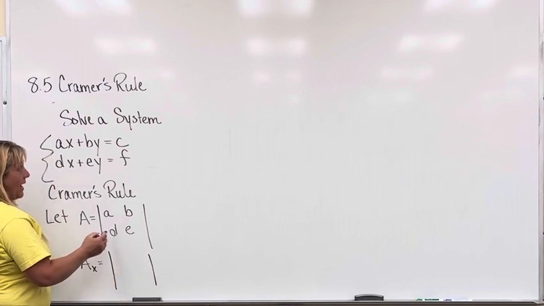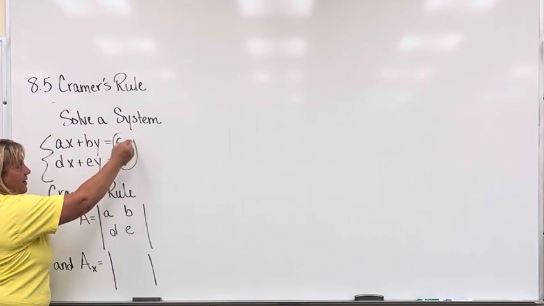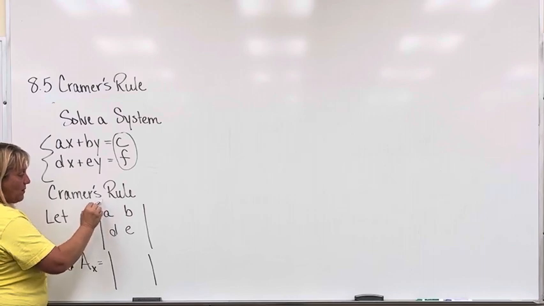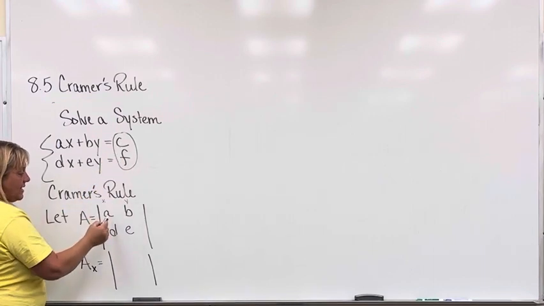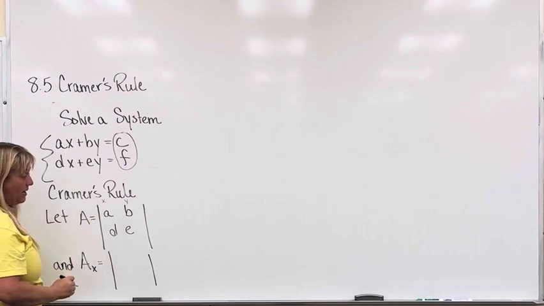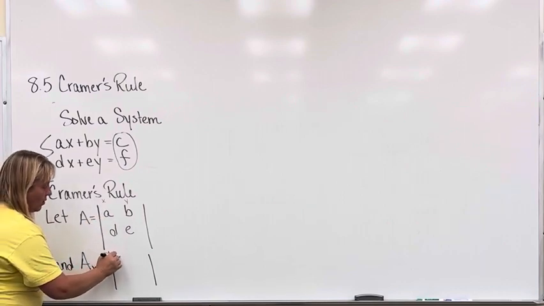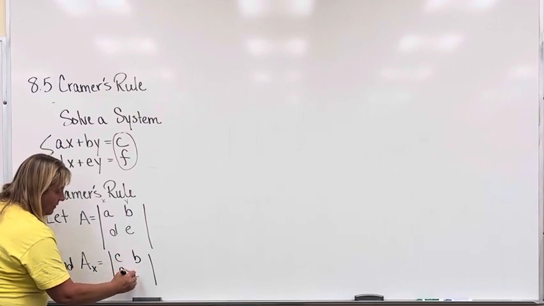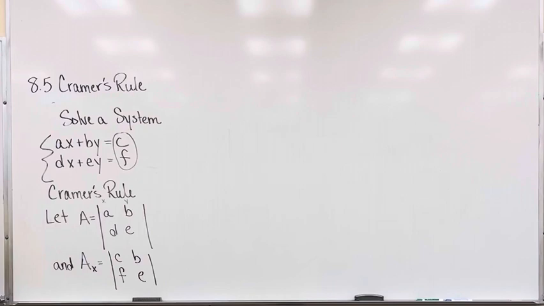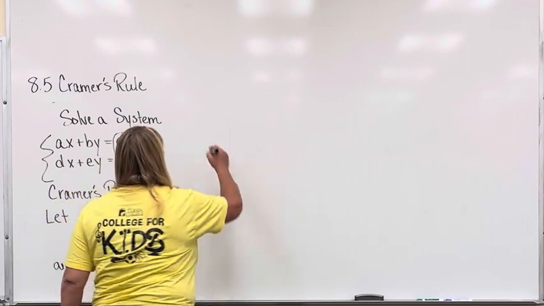And in A sub X, we're going to take these two values, the C and the F, and remember, this represents the X's and this represents the Y's. We're going to take the C and the F and replace them in the X column. So it's going to be C, and I'll do it vertically, F, and B, E. So we've got the original A, and then for A sub X, we're going to replace the X column, the first column, with the answers. And of course I ran out of room.